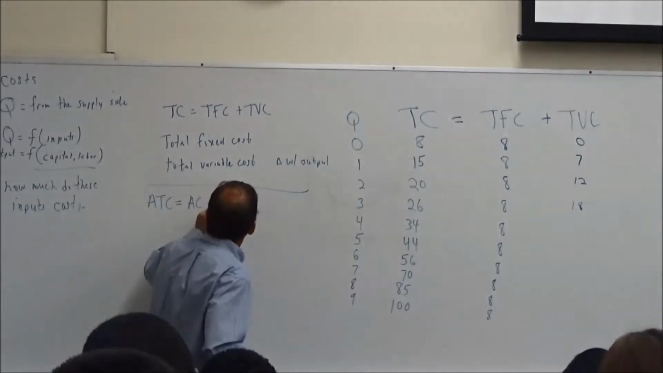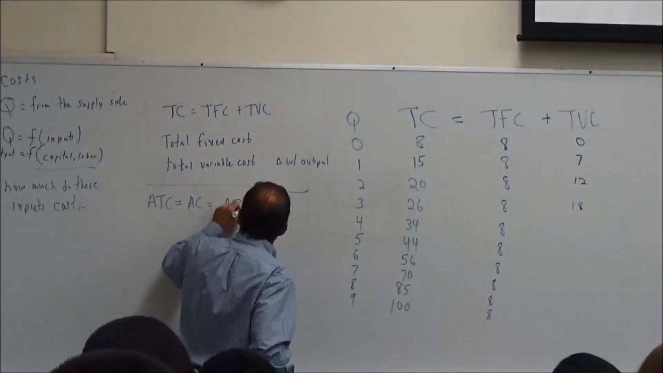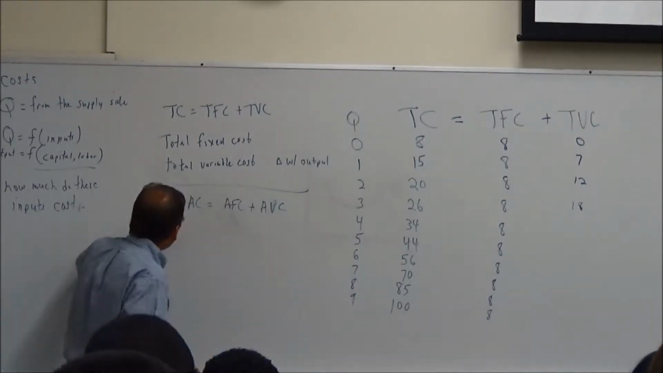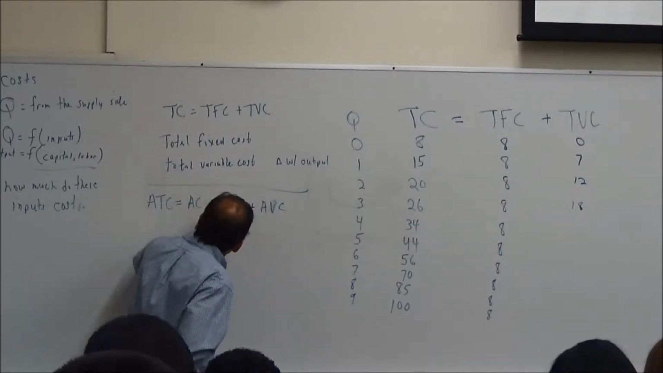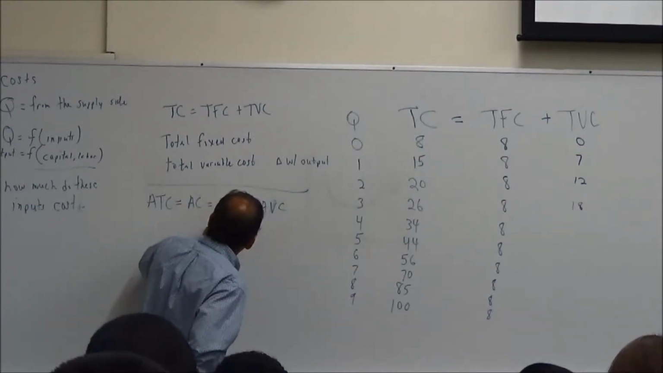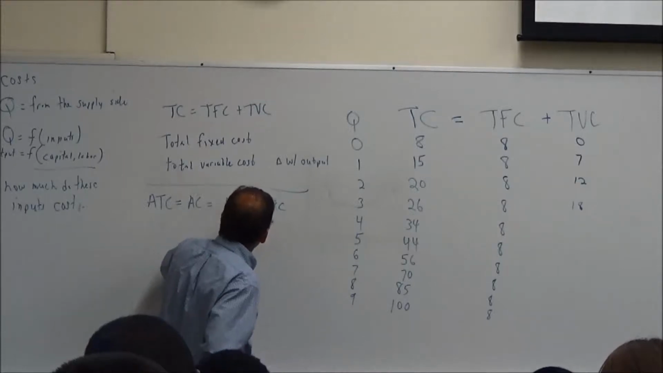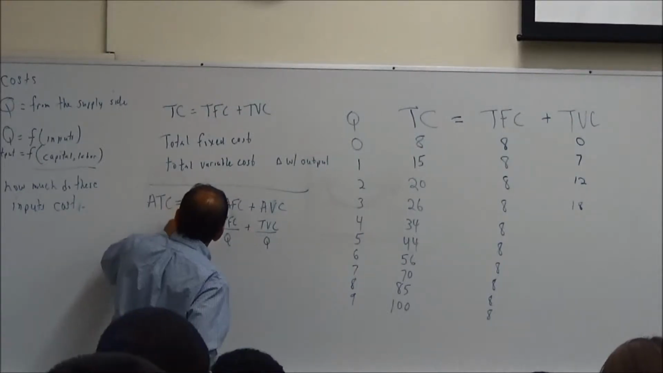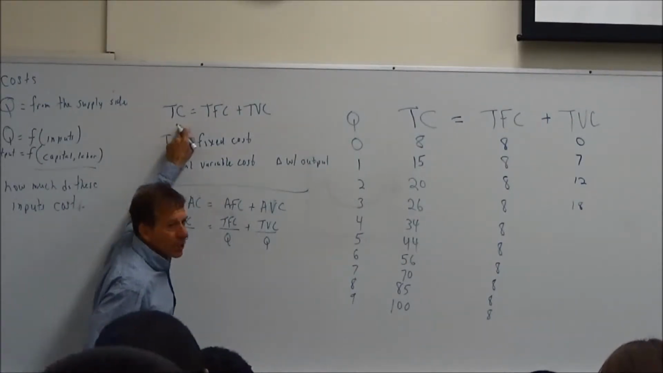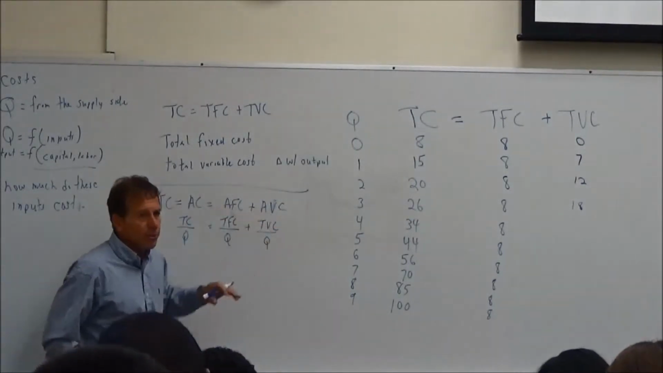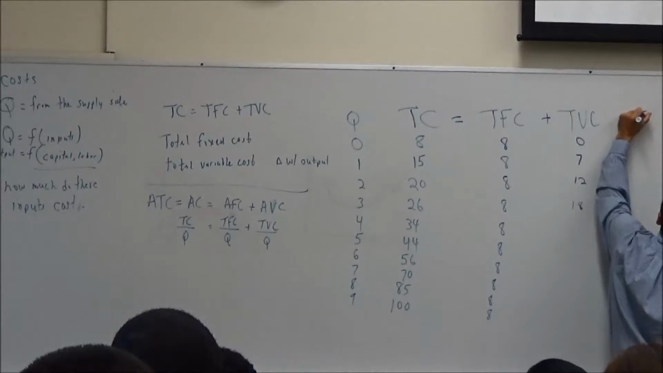So the average cost is equal to your average fixed cost plus your average variable cost. Your average fixed cost is just your total fixed cost, so it's TFC divided by Q. Your average variable cost is TVC divided by Q. And your average cost is your TC divided by Q. So we just take this whole equation and divide it by Q, and then we have those other terms, average fixed cost and average variable cost. So now let's just figure out the average fixed cost, since we're focusing on that right now.